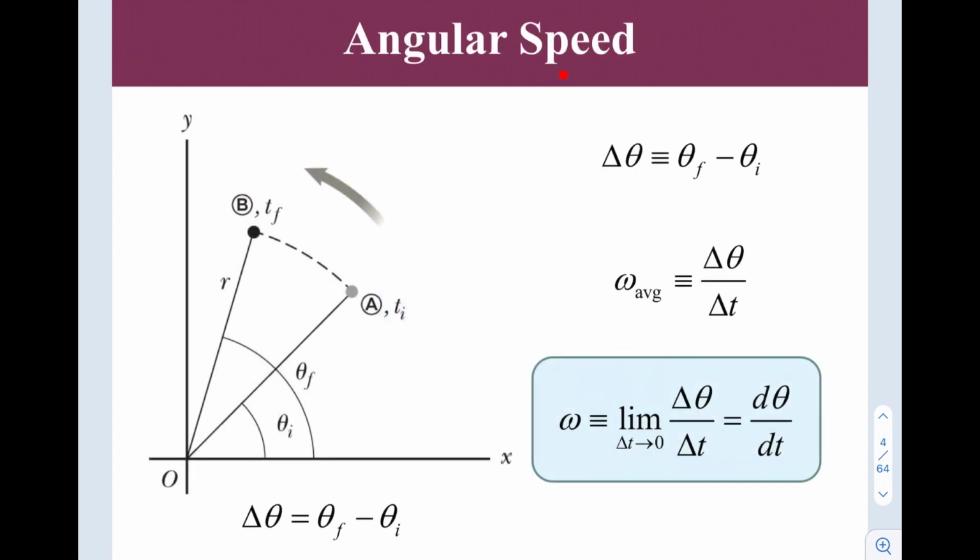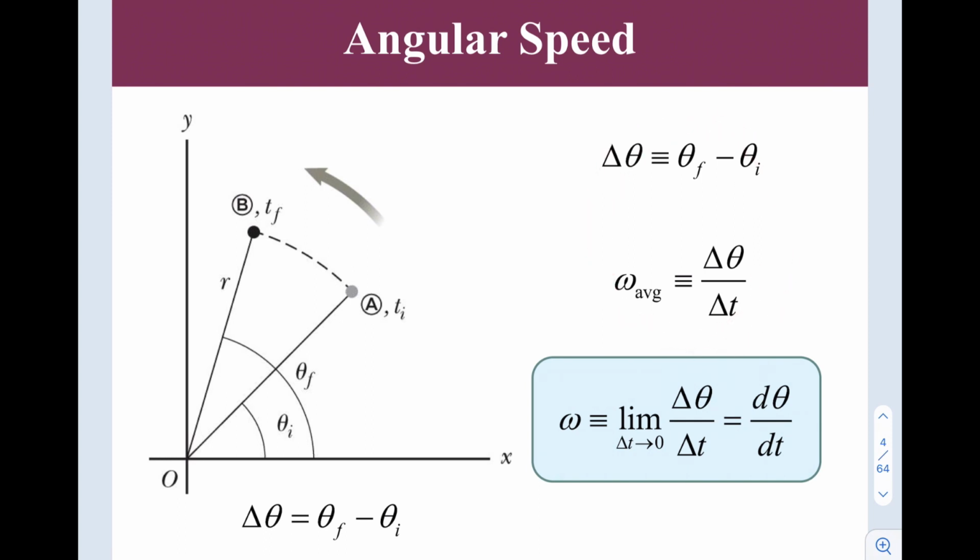Now, let's continue to angular speed. Similar to linear speed, angular speed is defined as the change in angular position over the time taken to have that change. That is the average angular speed. And when we talk about delta theta, it means theta final minus theta initial.